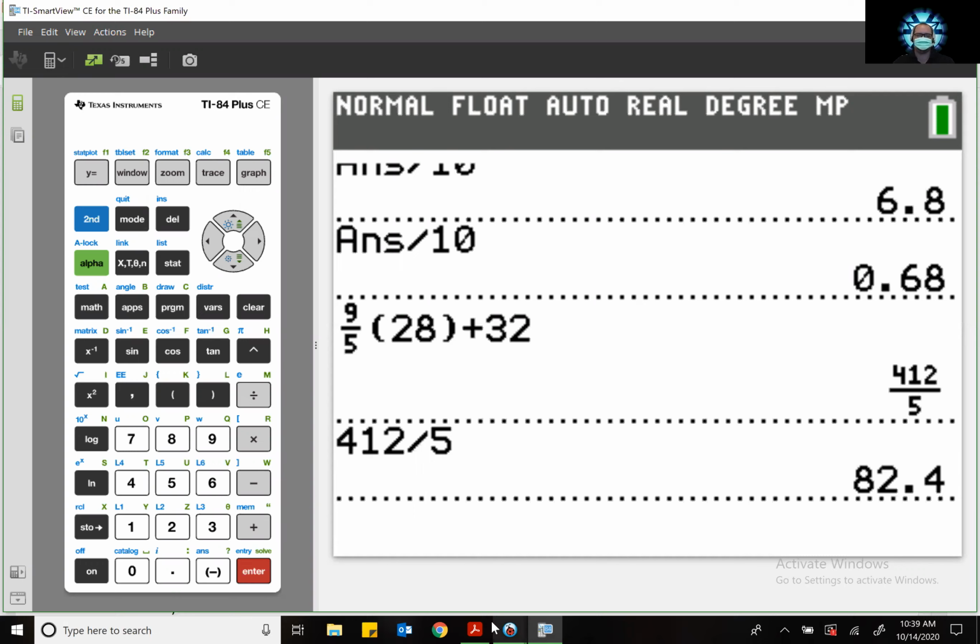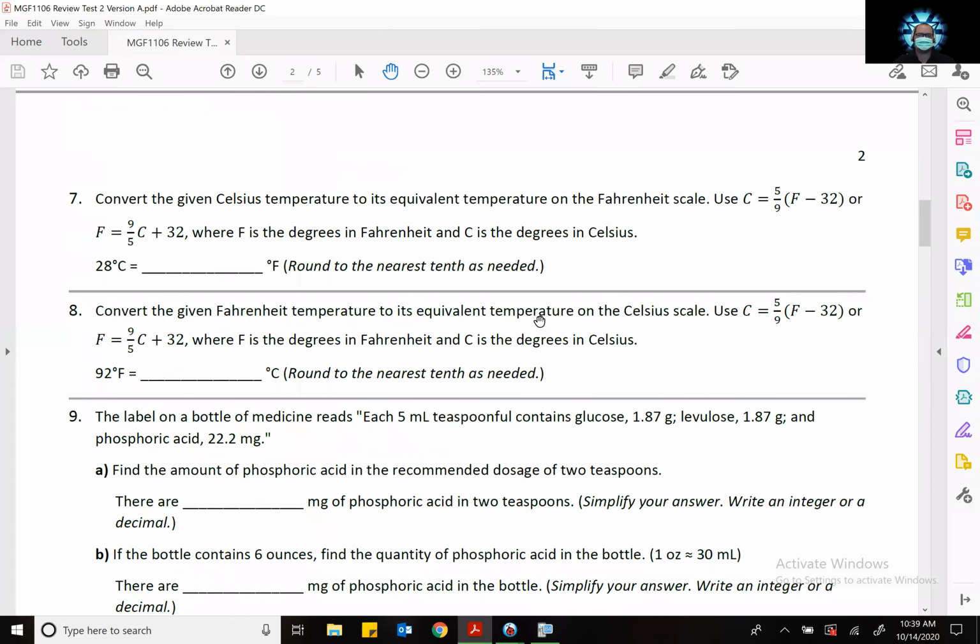Number 8 works the same way. This time, you have 92 degrees Fahrenheit. We want Celsius. Which formula will we use?